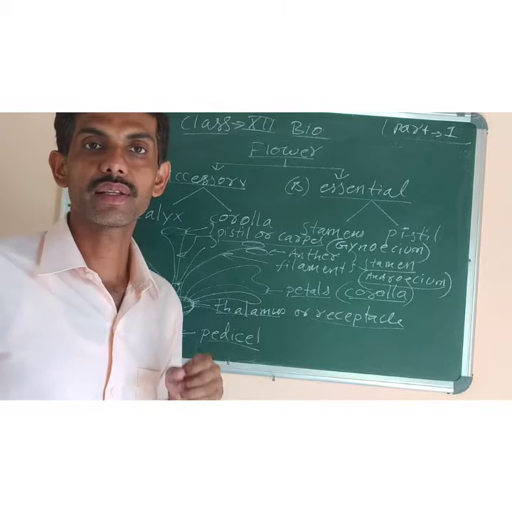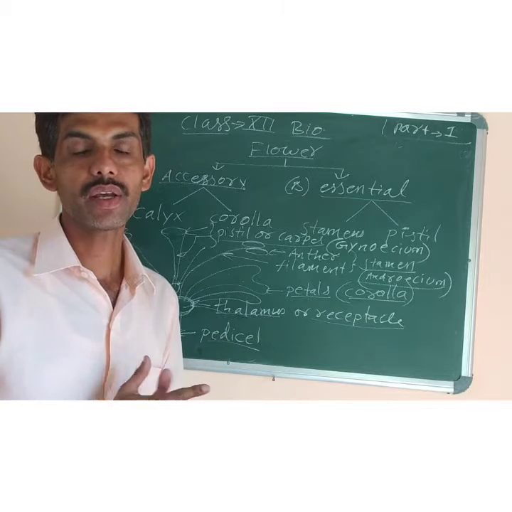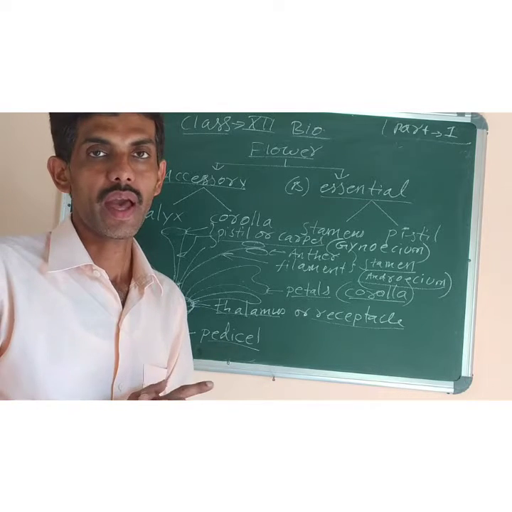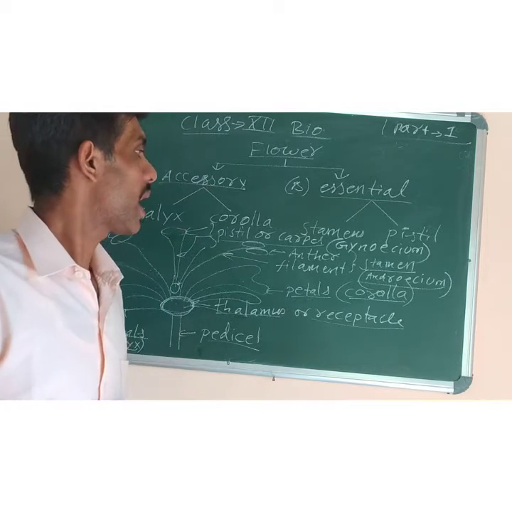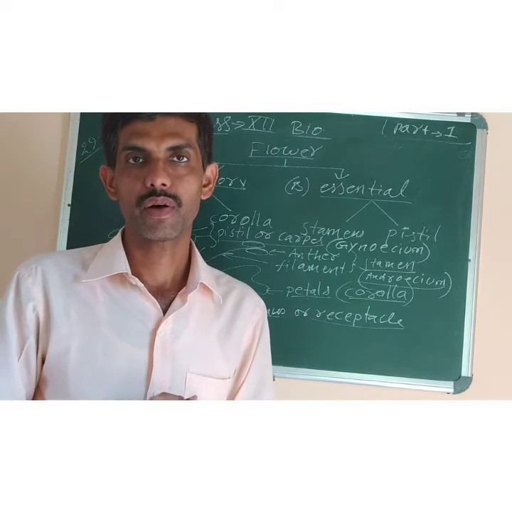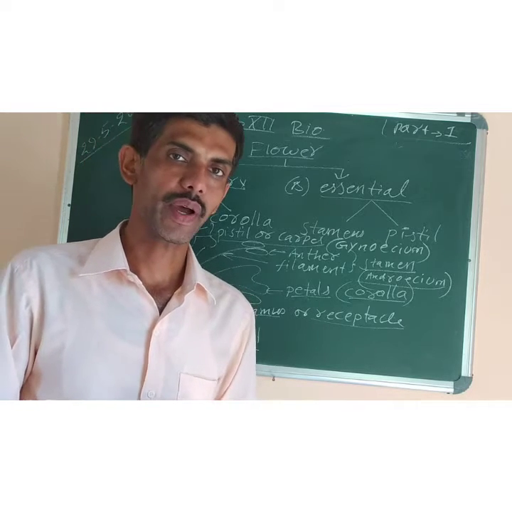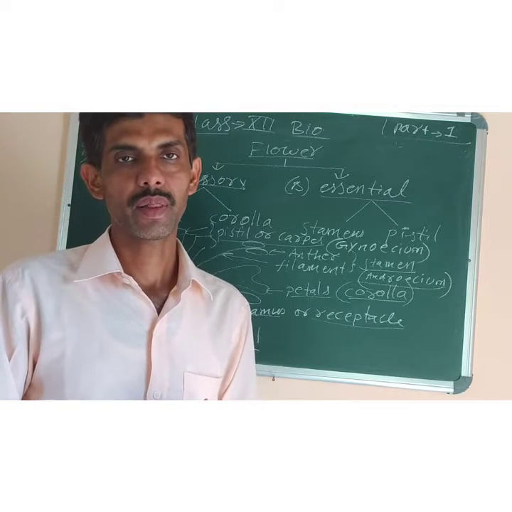Today we are going to start the second chapter, that is reproduction in flowering plants. In the first chapter you have already studied about the flower and the plant's life. Now today I have to say that each and every flowering plant, the one which produces flowers, fruits and seeds, complete their life cycle in two stages. What are they? Gametophytic and sporophytic stage.